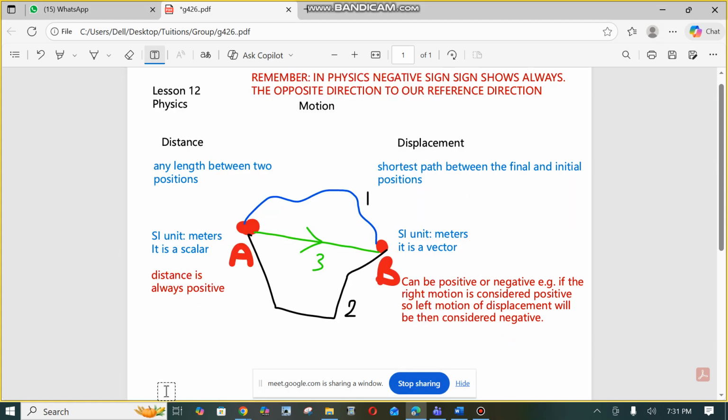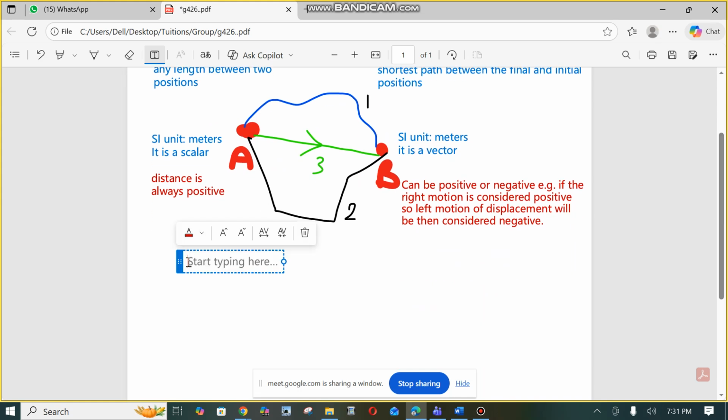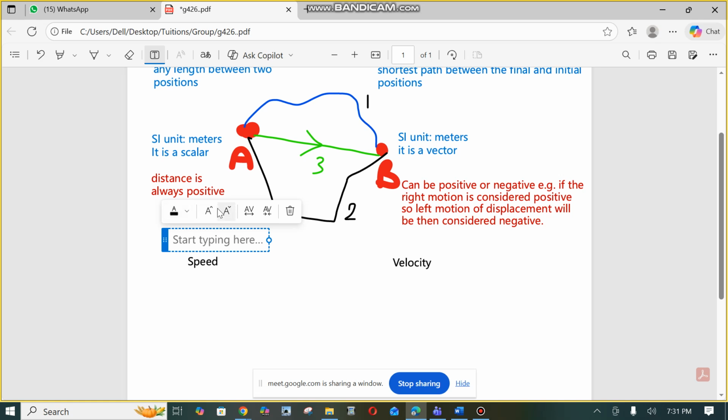Everybody? Okay, now. So basically, when we talk about distance and displacement, that's understood. Let's go one step ahead and move towards the understanding of what is speed and what is basically velocity. So, as a prerequisite, I want to again tell you that whenever we use the word rate, it means you are dividing something by time, okay?